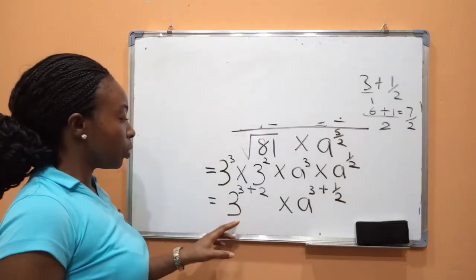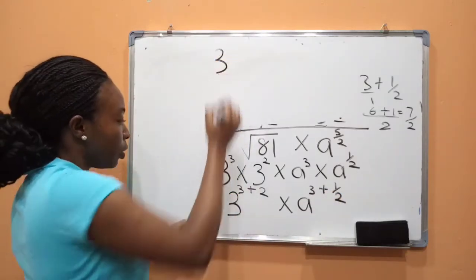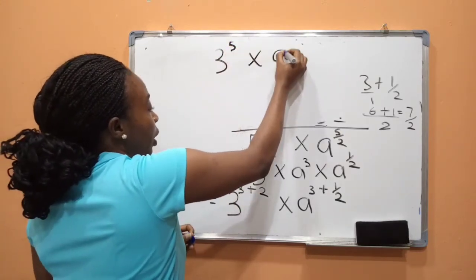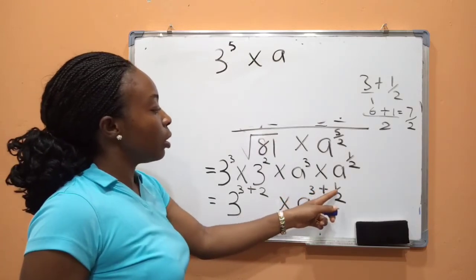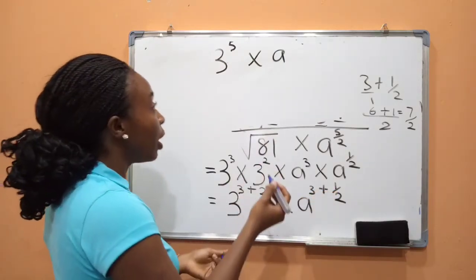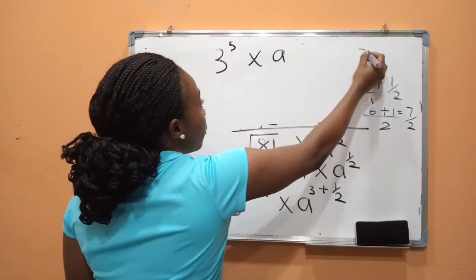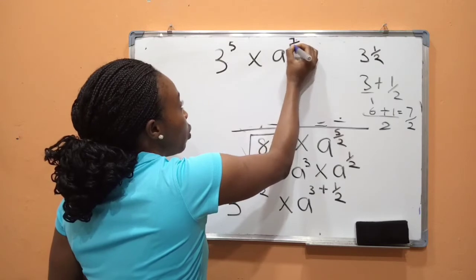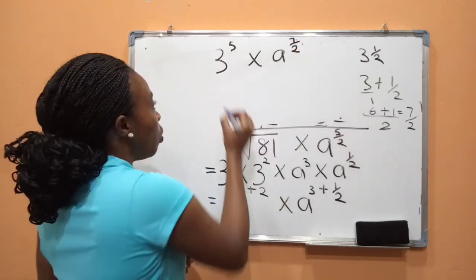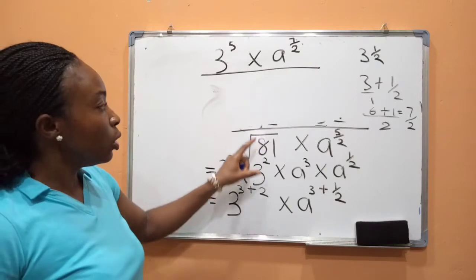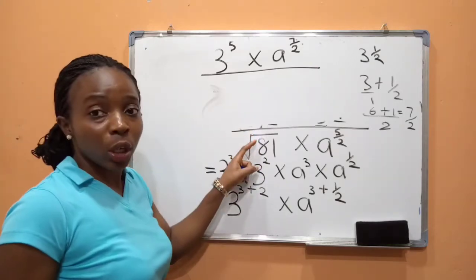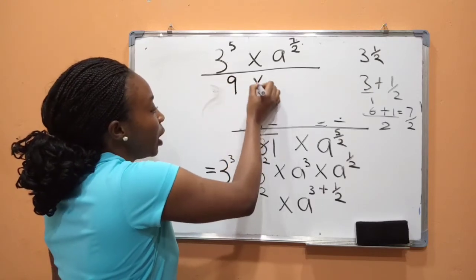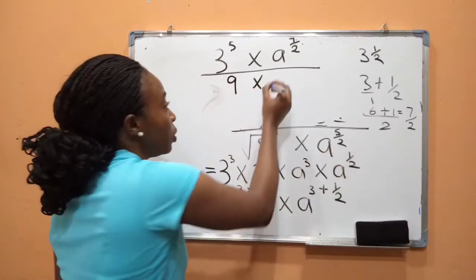So the next thing we are going to do, by the time we add up the powers, we are going to have 3 plus 2 gives us 5 times a, and then 3 plus half gives us 3 and a half, okay? If you have 3 and a half, we can equally write it as 7 over 2. So we simply write 7 over 2 over, let's look at the denominators. What is the square root of 81? The square root of 81 is 9 times a to the power of 5 over 2.